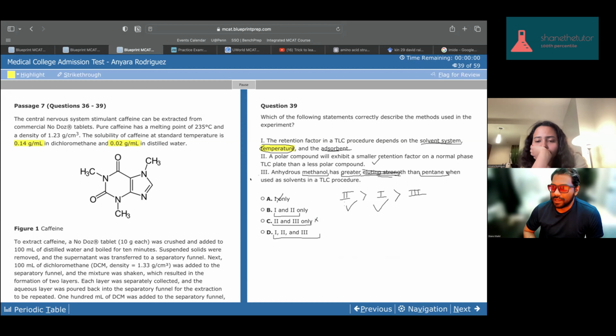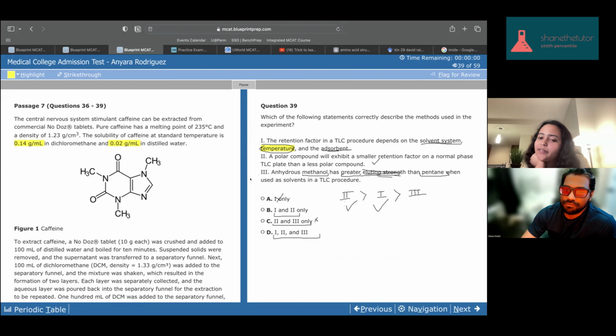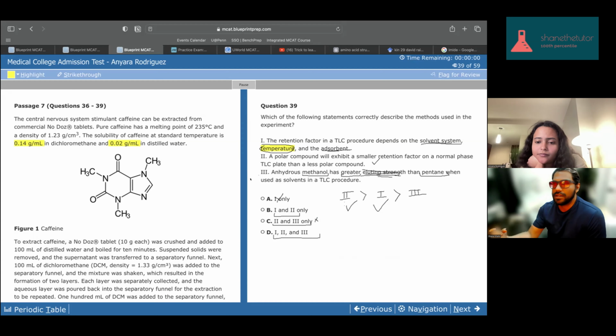Even if we don't know the meaning of the eluting strength, I would go about it that way. This way you can use your logic to maximize the points that you get without having to know everything. And what's better is that you can then learn from the question stem itself.